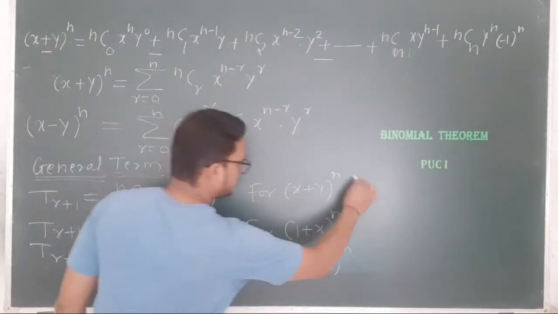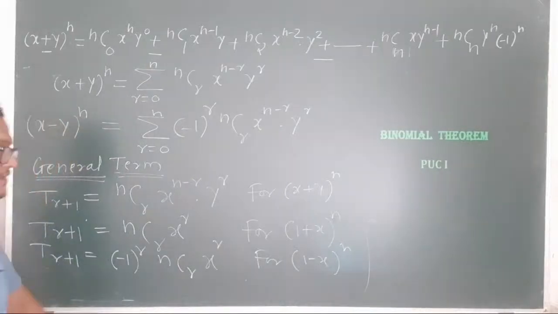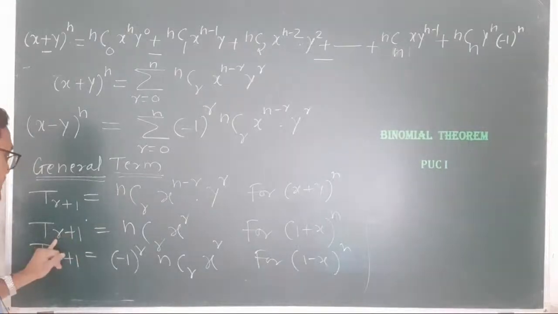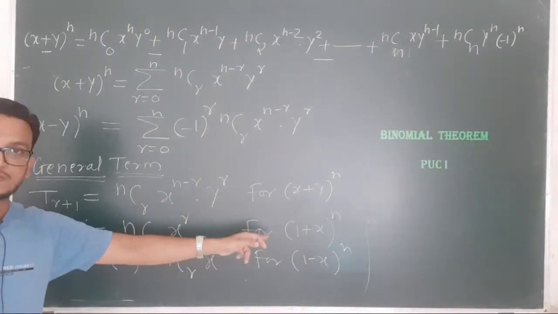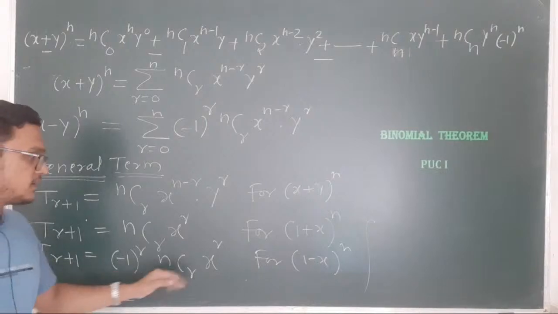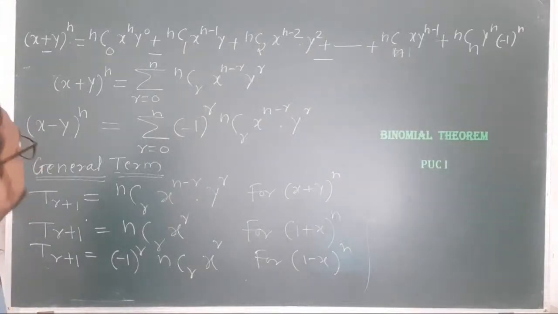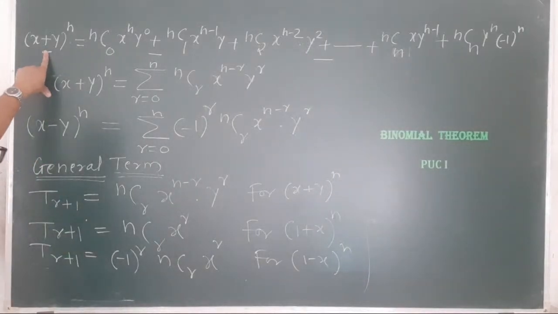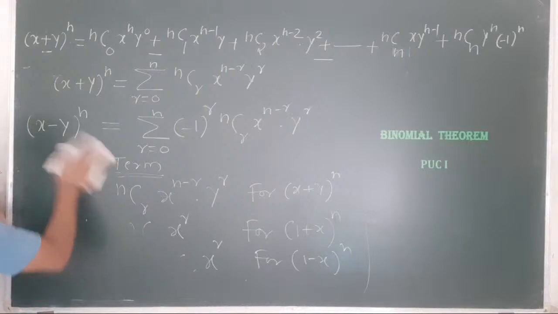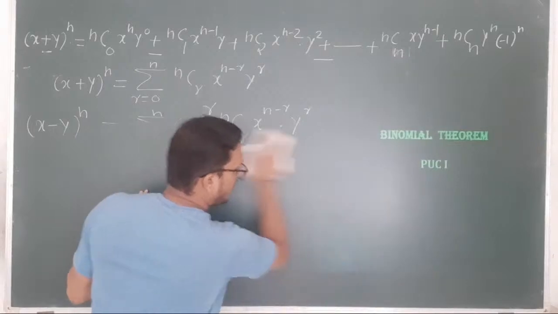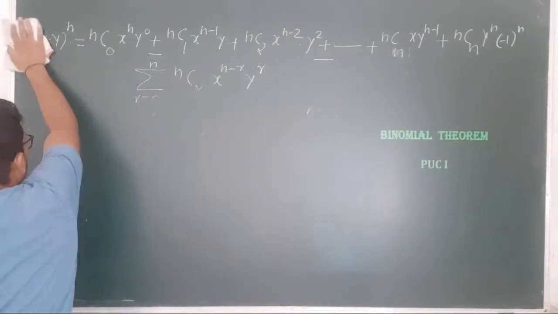So these are the three general terms I have given here. The first one is for (x plus y) to the power n, the second one is for (1 plus x) to the power n, the third one is for (1 minus x) to the power n. So we have seen the statement of the theorem and also the general term of that expansion. Next concept. You have to remember all these small things.